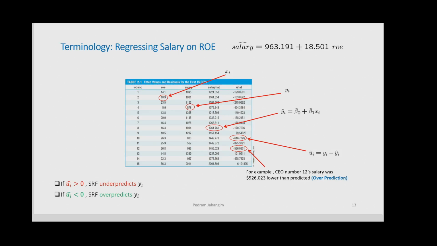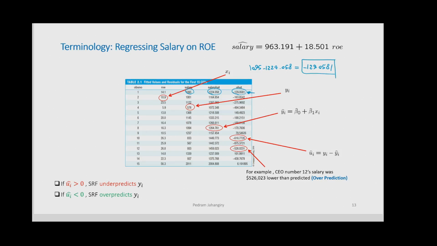Now look at a couple of observations. For instance, this observation number 1. How do we calculate U hat? U hat is going to be the difference between salary Y minus Y hat. So if I do 1095 minus 1224.58, it's going to be equal to minus 129.581.